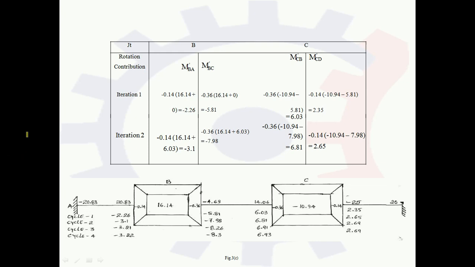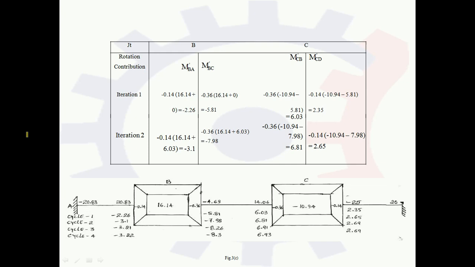Now M dash BC is minus 0.36 into 16.14 plus 6.03, so we are getting it as minus 7.98. Now M dash CB is 0.36 into minus 10.94 minus 7.98, and we are getting it as 6.81. Now M dash CD is minus 0.14 into minus 10.94 minus 7.98, and we are getting it as 2.64.